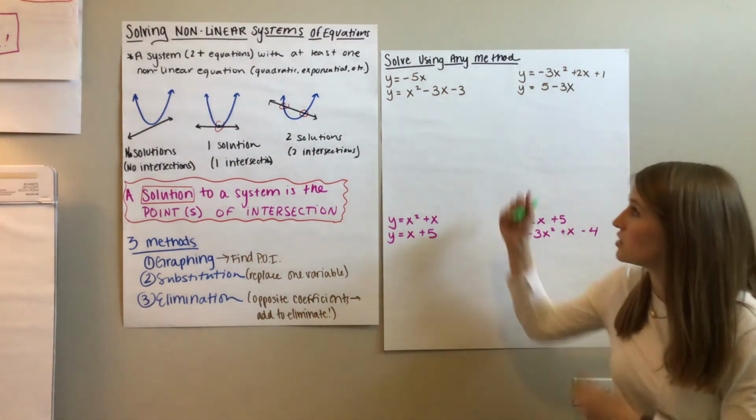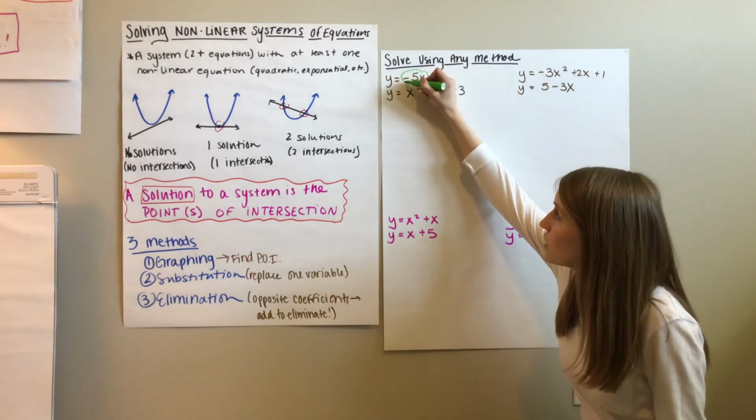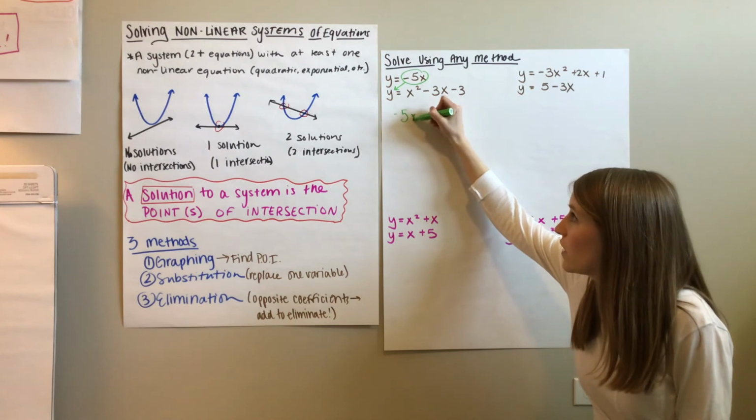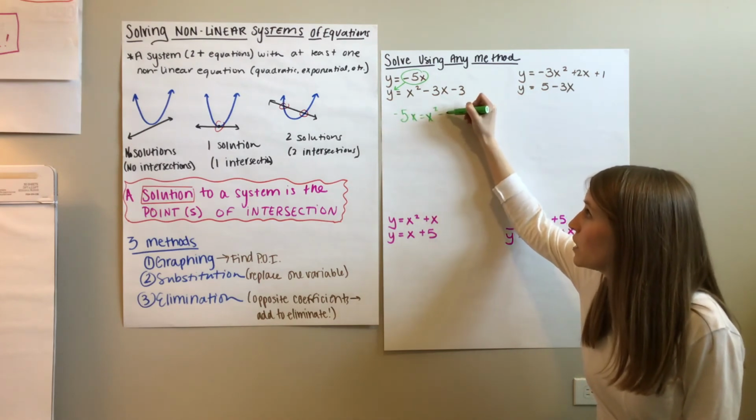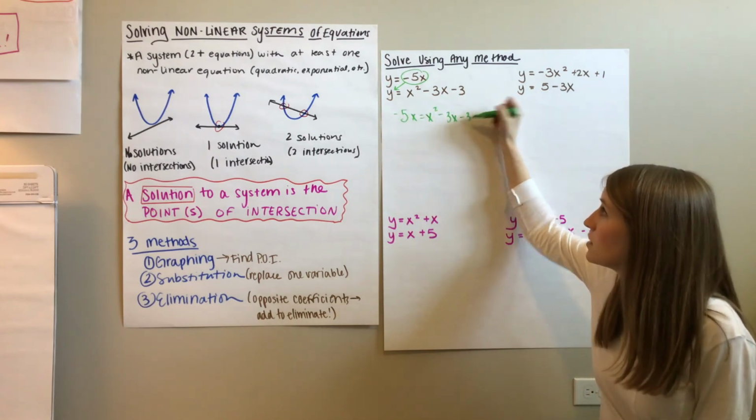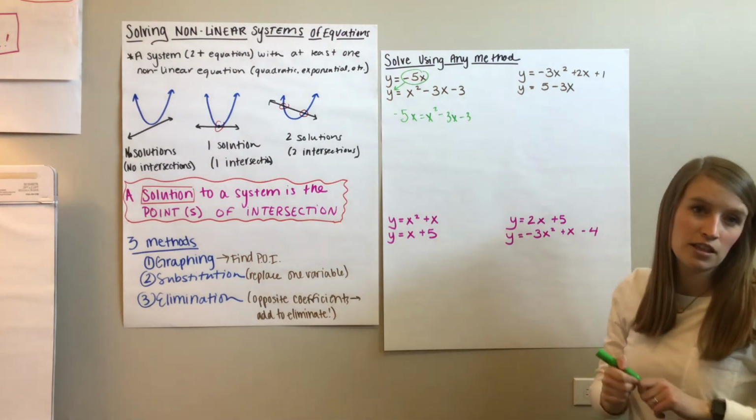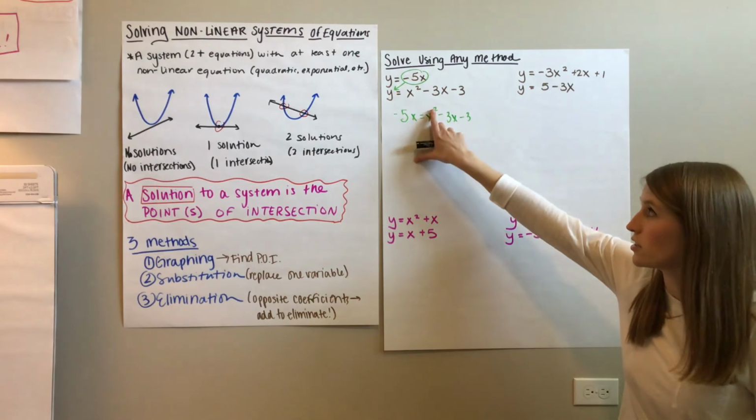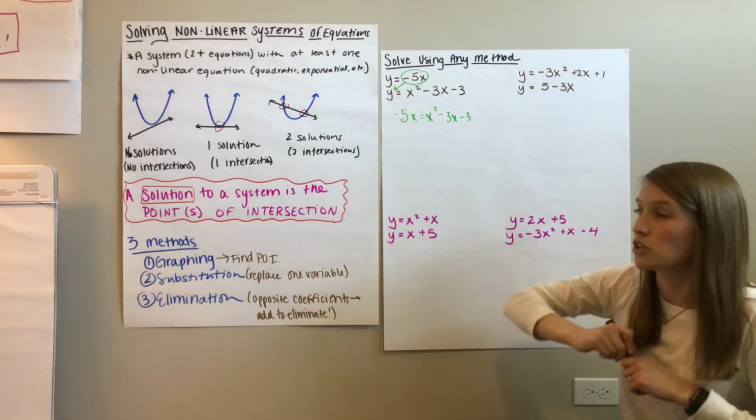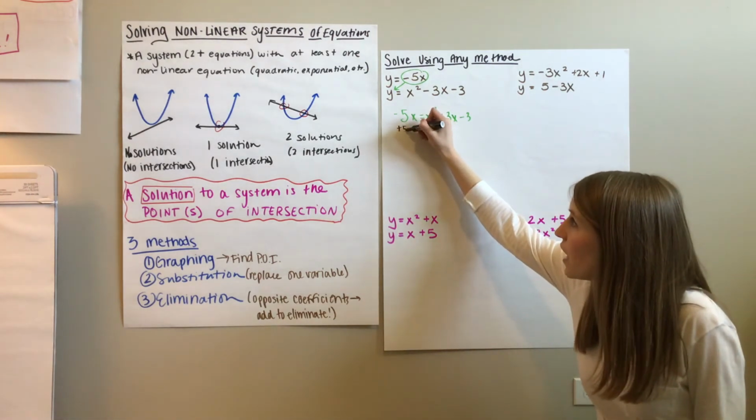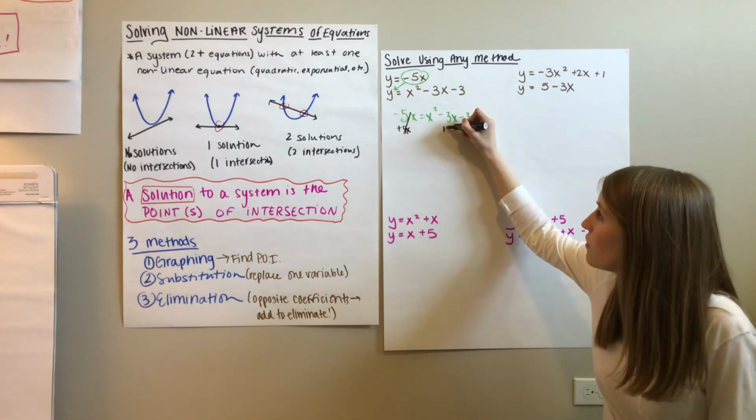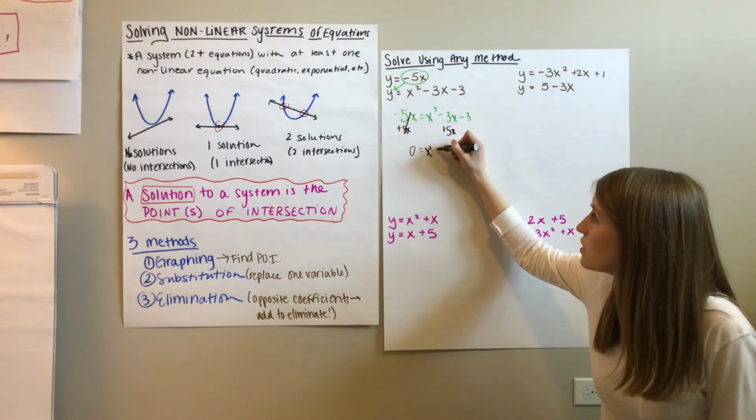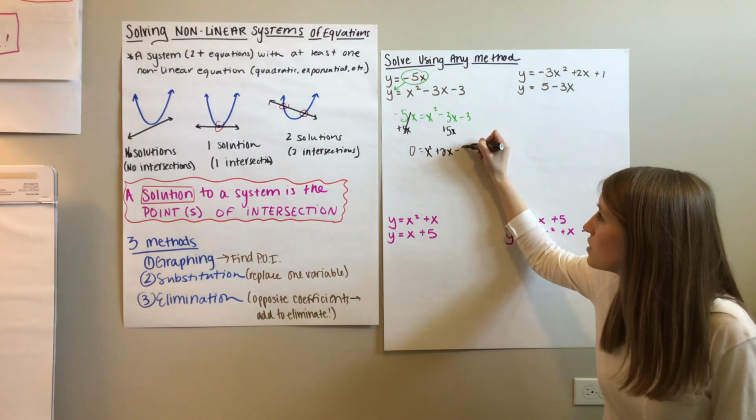Remember, substitution says if y is negative 5x, replace it in the next equation. So negative 5x equals x squared minus 3x minus 3. I'm going to solve this, which means I need to solve a quadratic, I have to get equals 0 on this side. So I'm going to add 5x and add 5x. So 0 equals x squared plus 2x minus 3.